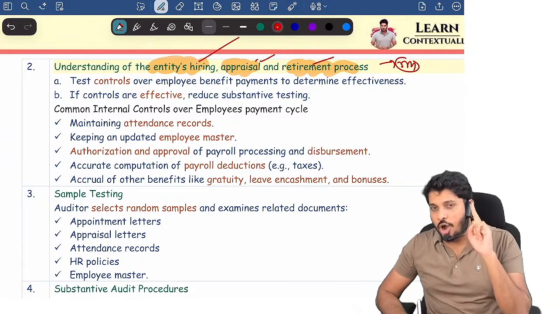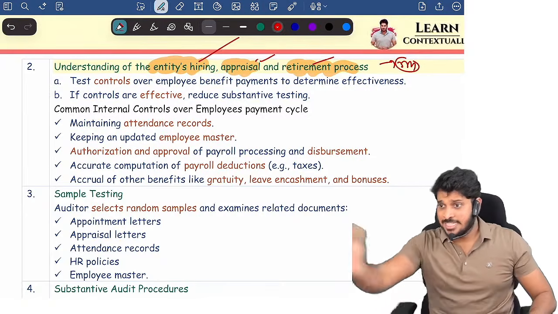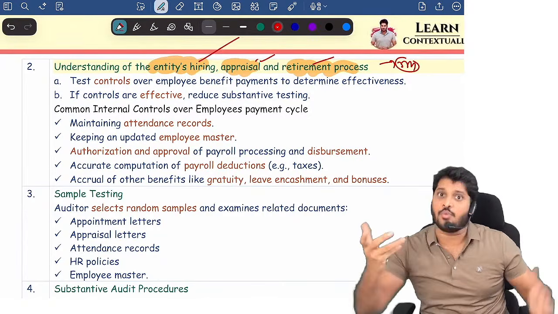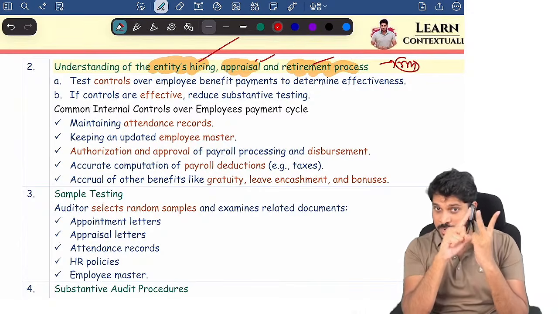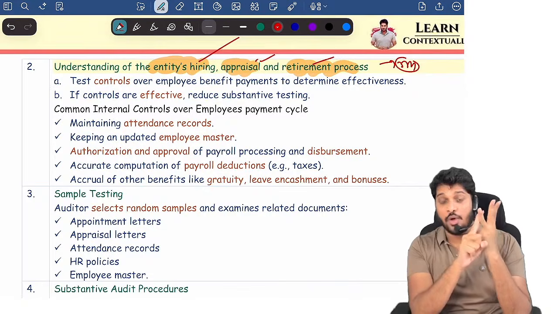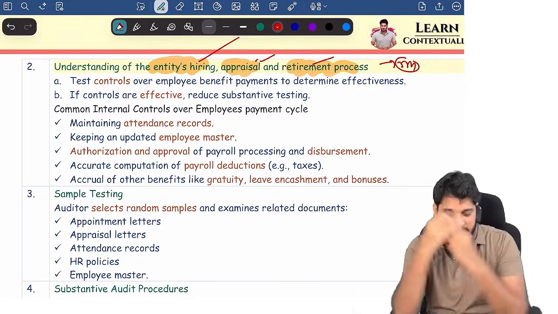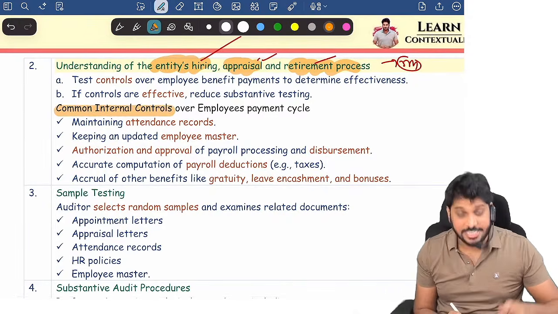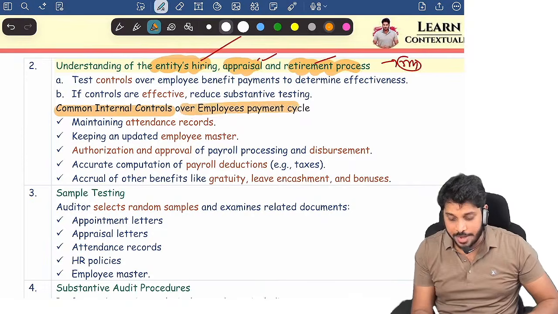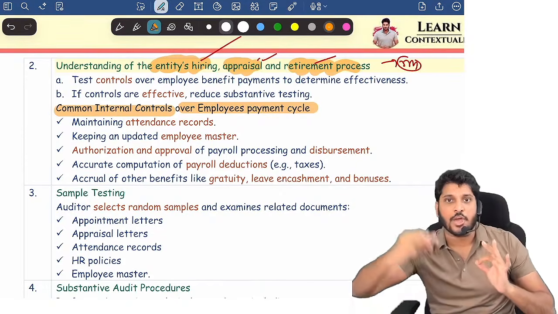So when you're doing audit of employee benefit expenses, first you should understand, don't directly take salary expenses month wise and then start checking. First understand how company hires people, how company gives increments and decrements, promotions, all that, and how an employee retires from the company, how company settles them. First understand the process behind. Now here you have to test common internal controls over the employee payment cycle. You need to test the internal control system on the employee payment cycle.